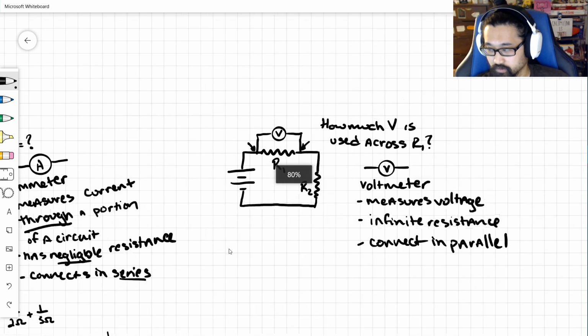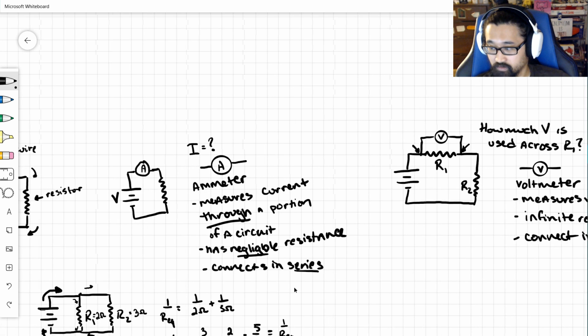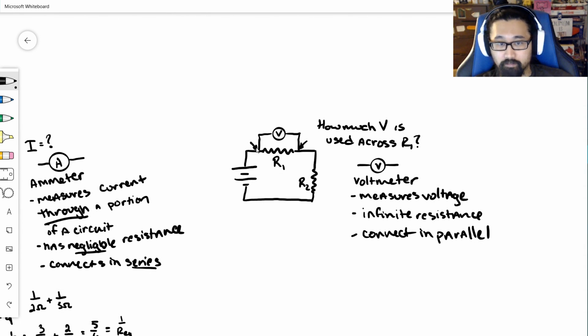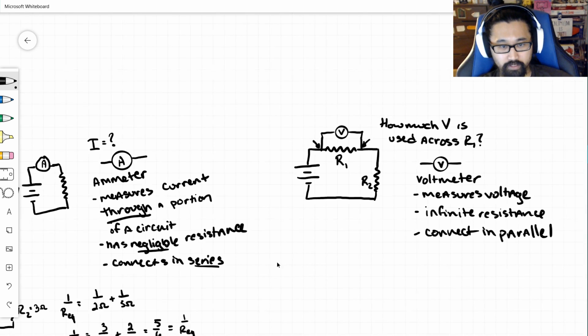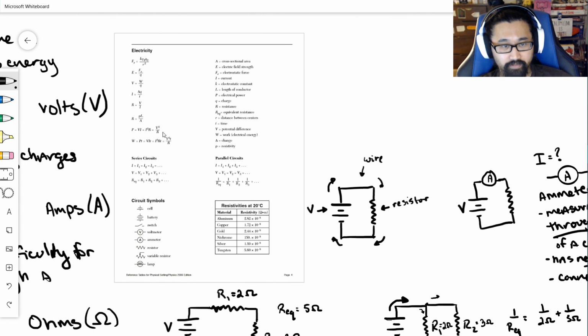I just want you to be aware: an ammeter measures current through a circuit, has negligible resistance, and connects in series, so charges actually have to go through an ammeter. A voltmeter is connected across a component. All right? So there are the basics of the ammeter and the voltmeter. Other than that, there are 3 equations left down here. I'll address them all independently.